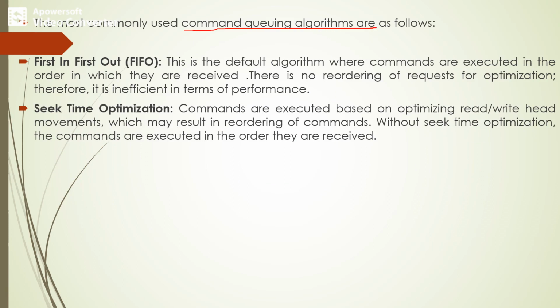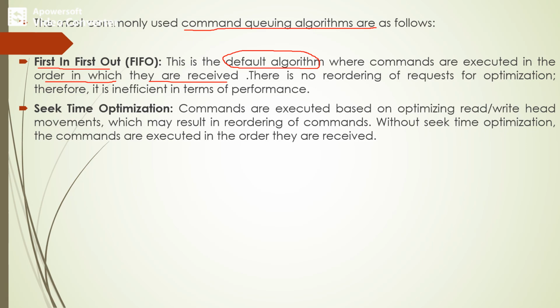The commonly used command queuing algorithms are first in first out, seek time optimization, and access time optimization. In the case of first in first out, as the name specifies, this is the default algorithm, where commands are executed in the order in which they are received.